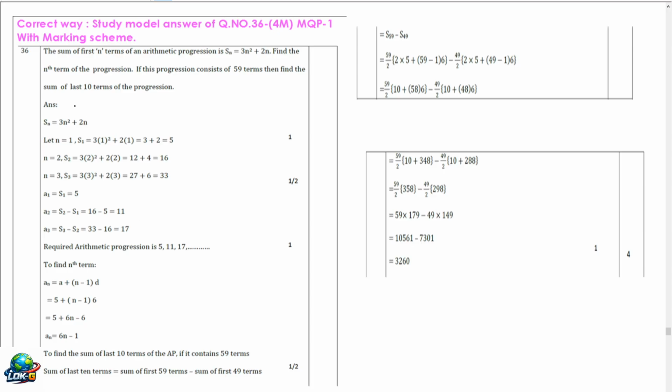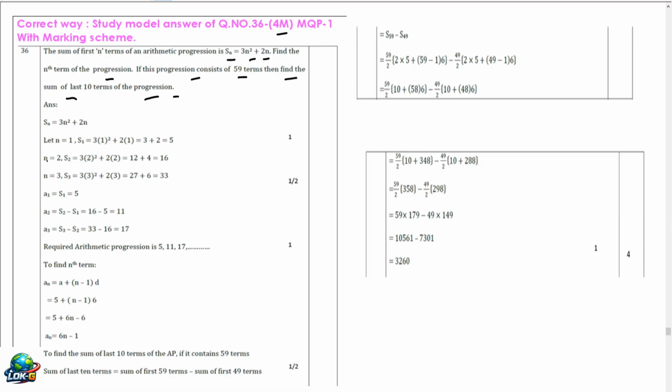And model question number 1, you will get 4 mark questions now. Very important. Lengthy questions will be there. Be careful. You will get 4 marks questions, out of them this will be 1. The sum of first n terms of an arithmetic progression Sn is equal to 3n square plus 2n. Find the nth term of the progression. First part. If this progression consists of 59 terms, then find the last term of the progression. Very important. See carefully. Very dangerous questions.